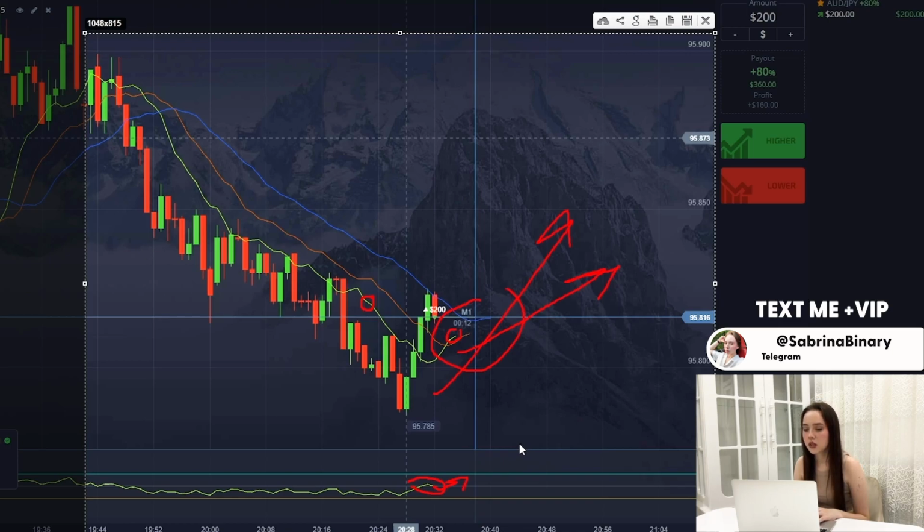The next is the RSI indicator. Right now it's pointing down, but it's only now. I always look ahead, so it will still change its position.